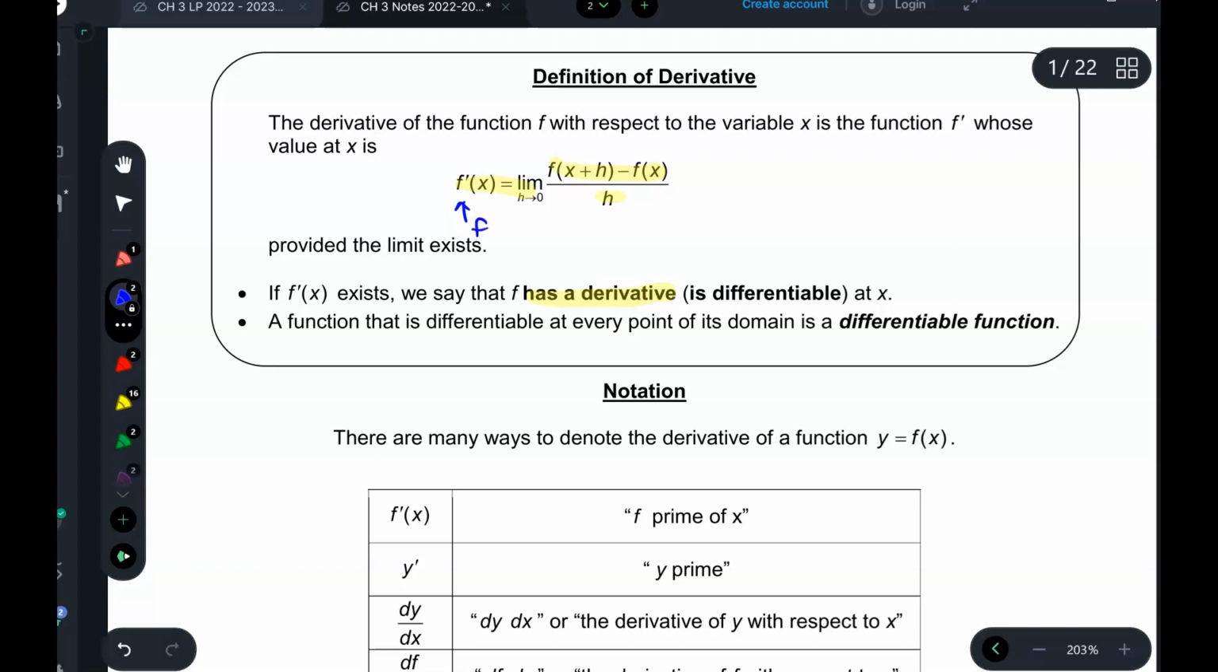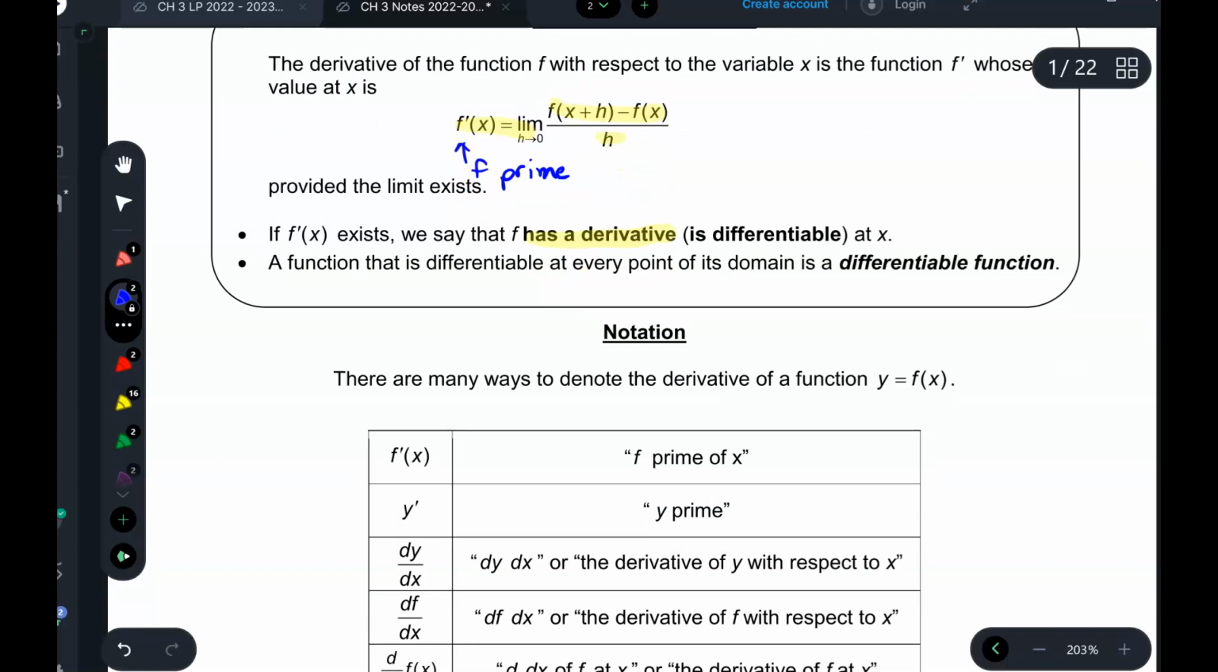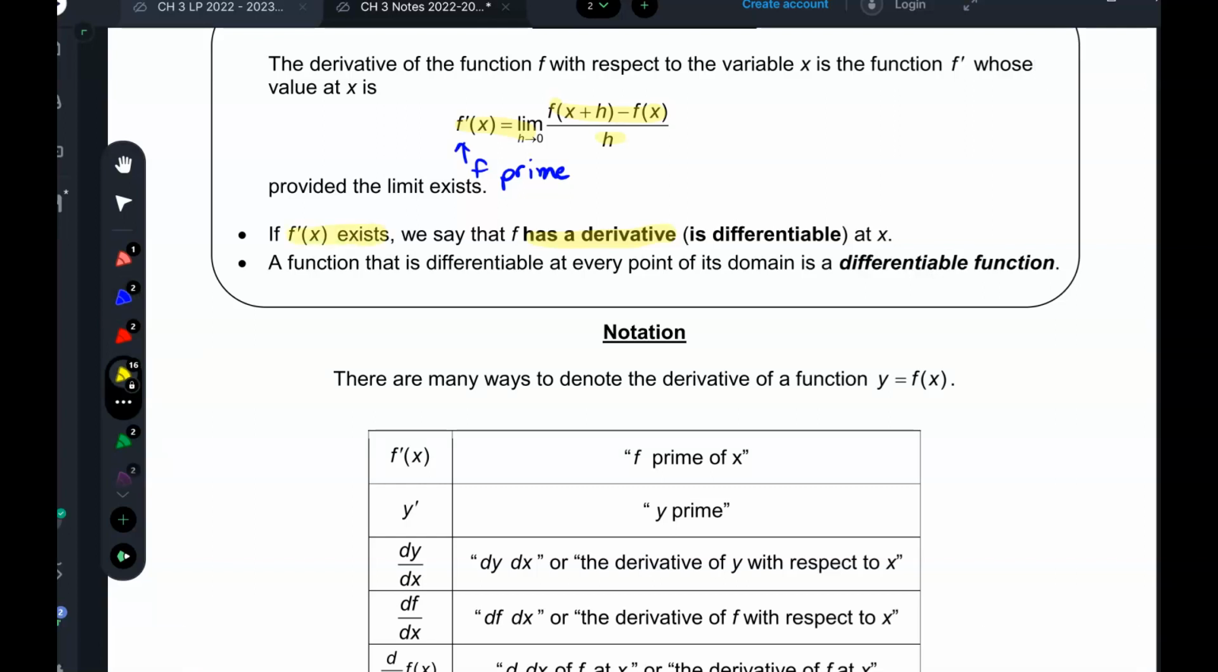Okay, so this here kind of looks like an apostrophe. This is what we call f prime, and that's how we call the derivative of something. F prime of x is the same thing as the tangent slope, or the slope of a curve at a point. Okay, we're just calling it derivative now. So how do we know if it has a derivative, if f prime exists? We say that it is differentiable.